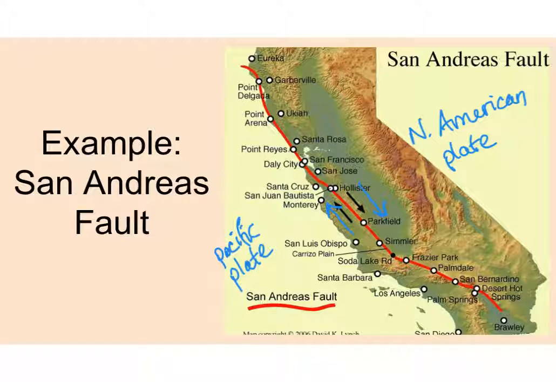And the problem is when they slide past one another, they usually get kind of stuck right where the two plates meet. And if that happens, then the rest of the plate is moving, and eventually stress builds up, strain builds up, and eventually those two plates will become unstuck. And when they become unstuck, that is when we get the earthquake.